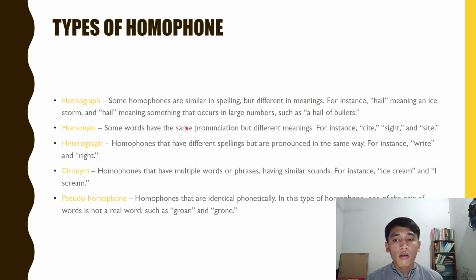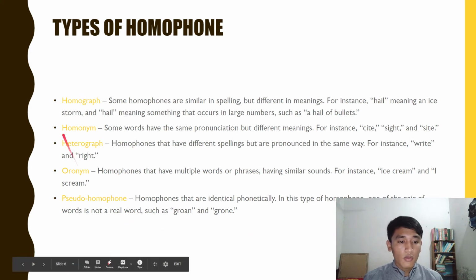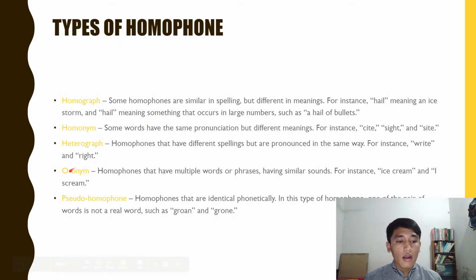The types of homophone. Homophone has so many different types, but we just take some of them. That is homograph, homonym, heterograph, oronym, pseudo-homophone. Homograph is the homophone that is similar in spelling but different in meaning, like hail and hail itself. Hail has 2 different meanings. That is an ice storm, and hail that means something that occurs in large number, such as a hail of pellets.